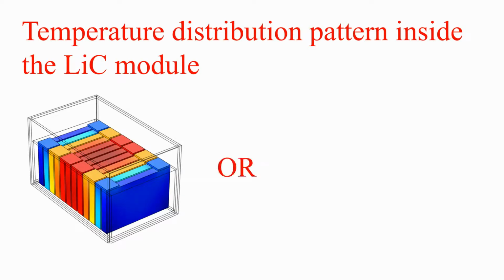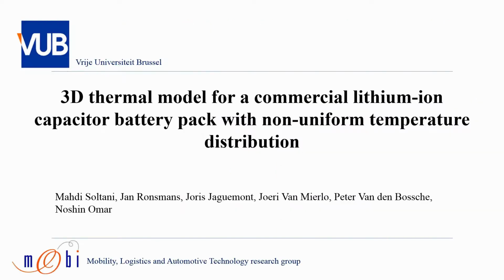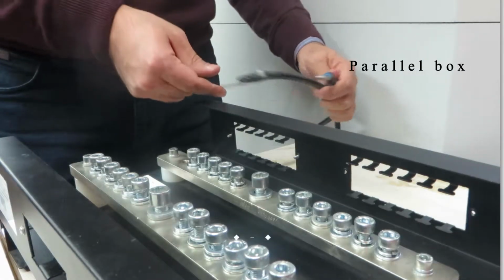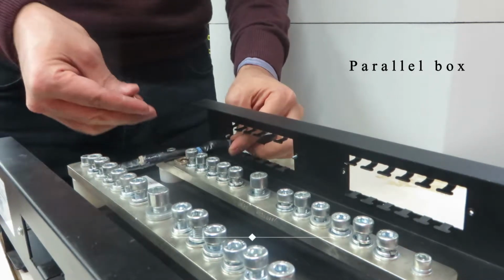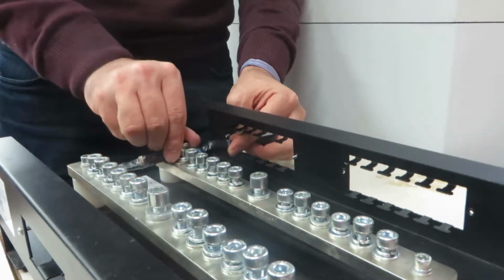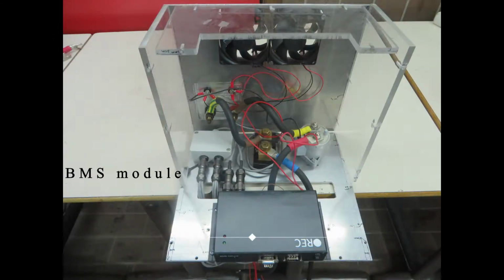A prerequisite for designing a thermal management system for the battery module is to know how the temperature is distributed within the module. For this purpose, I prepared a test setup and applied different load profiles up to 600 amperes.